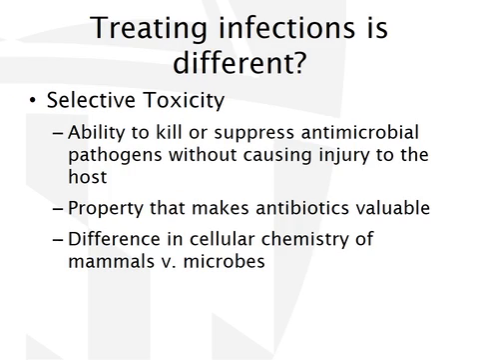So what makes the antibiotic drugs useful is their ability to be selectively toxic. And what that means is that they're able to kill or suppress antimicrobial pathogens without causing serious injury to the host in most cases. And like I said, that's the property that makes these drugs valuable. So how can this be? Well, the answer lies in differences in cellular chemistry of the host, or the patient, versus that of the organism. So these medications target biochemical processes in the microbe, but not in the human.